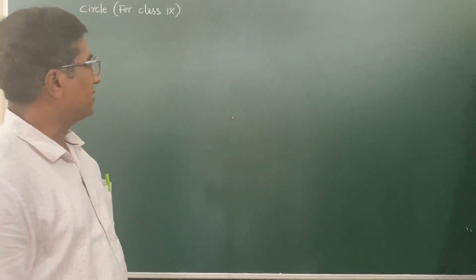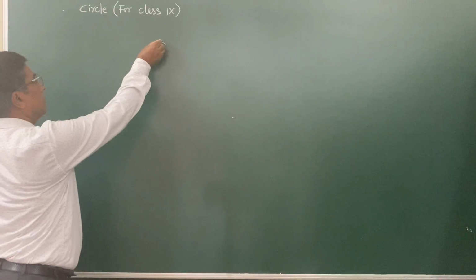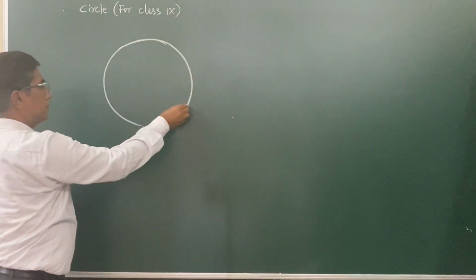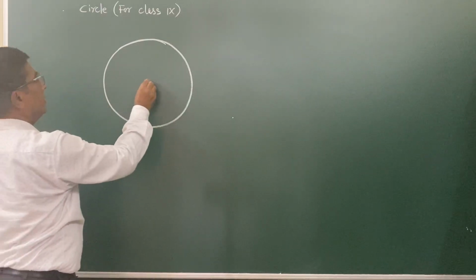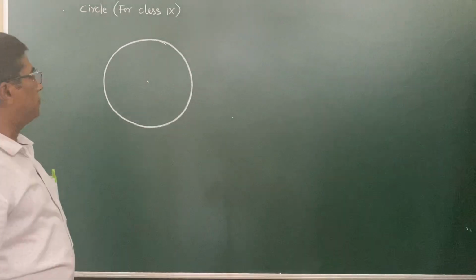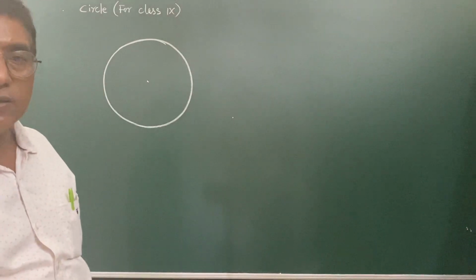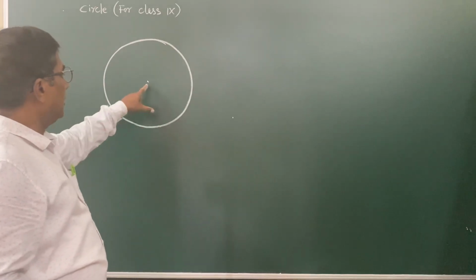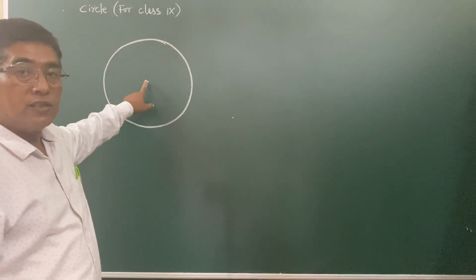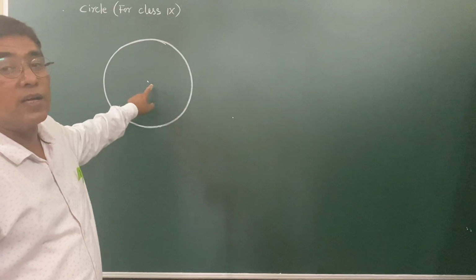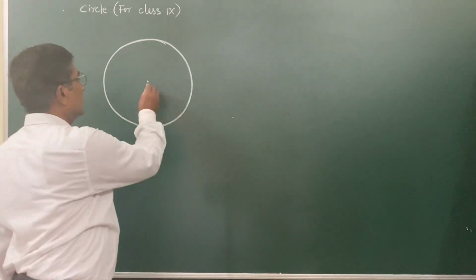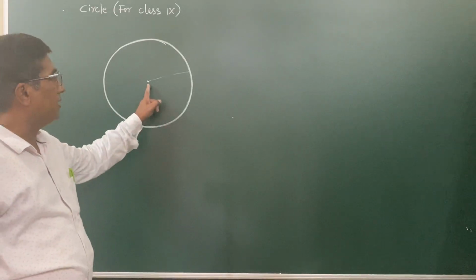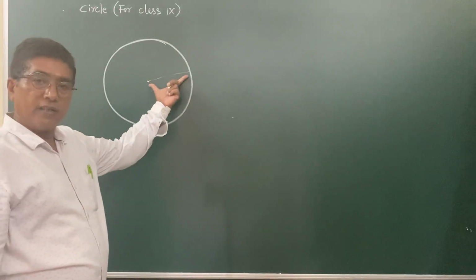A circle is a set of points, or group of points, equidistant from a fixed point. So the set of points are all equidistant from the fixed point. This fixed point is called the center of the circle, and the distance is called the radius.